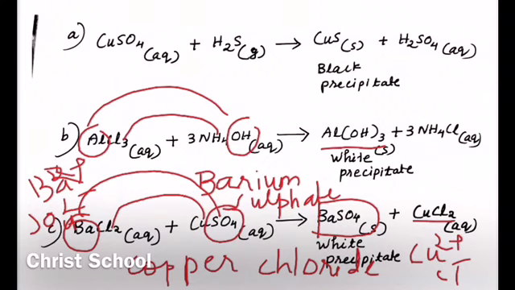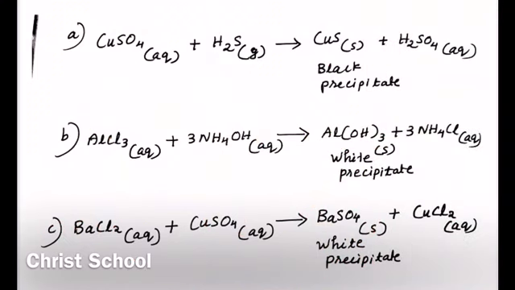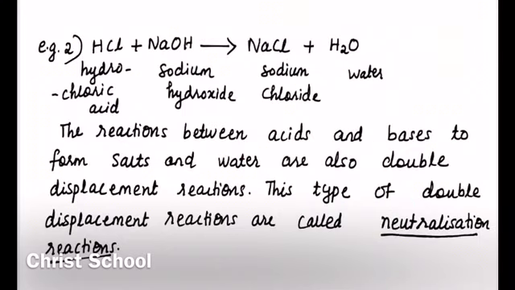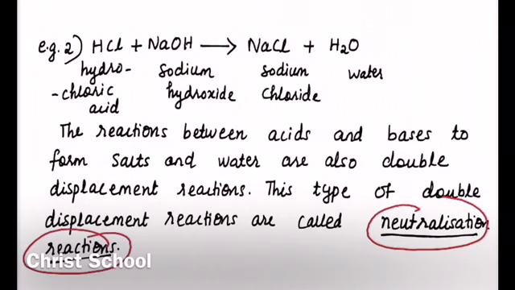So this type of double displacement reaction is called a precipitation reaction, because in this case one of the products is a precipitate. That's why they are called precipitation reactions. Then the second type of double displacement reaction is the neutralization reaction. In a neutralization reaction we can see that there is no precipitate. It is a double displacement reaction. There will be two reactants and two products, but there is no precipitate in the product.